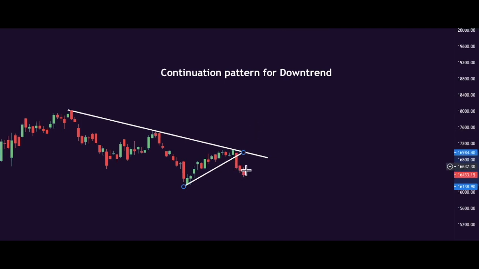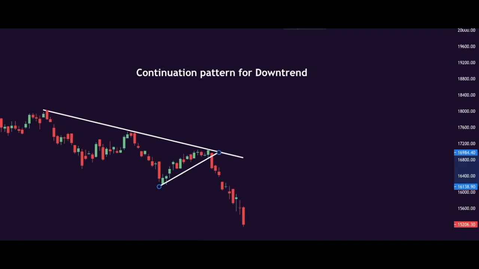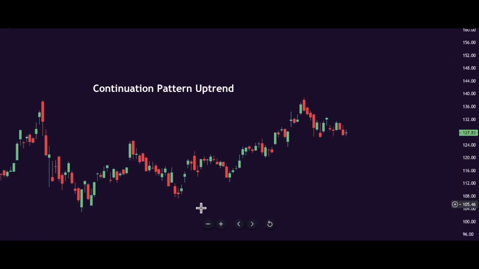See, the stock broke this micro trend and we enter the trade in the next candle, and the stock started moving towards the downside. Here you can clearly see the stock continued to move towards the downside after breaking the micro trend. This micro trend is acting as a second confirmation. I hope you understood.